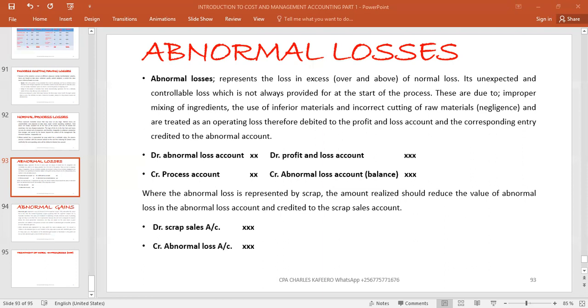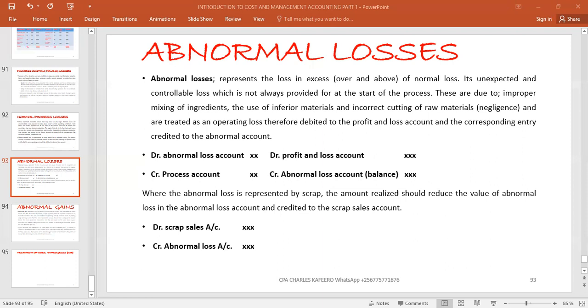So if you find that the actual production is less than the expected output, we are going to have an abnormal loss. The accounting treatment is that if we have those abnormal losses, we first credit them to the process account. When we credit the process account, the corresponding entry is debited in the abnormal loss account.